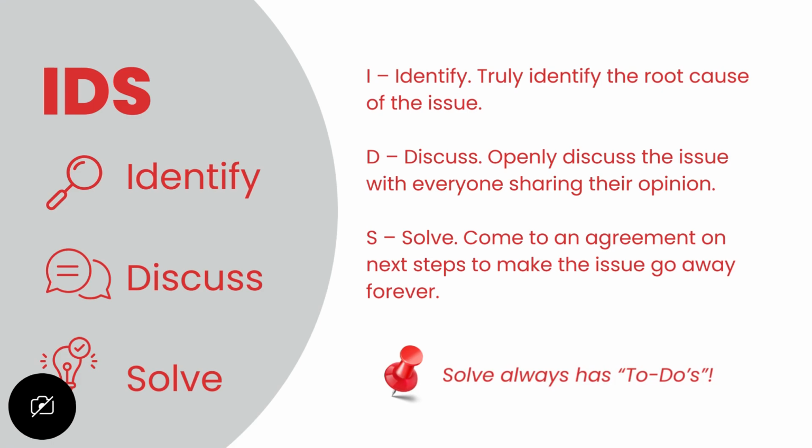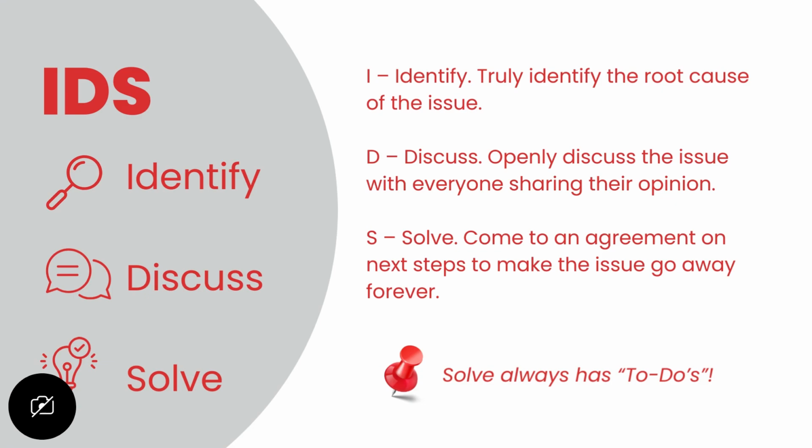So let's go into a little bit about what IDS means. IDS means identify, discuss, and solve. So let's go through the first one, identify. We need to truly identify the root cause of the issue. This might be digging a little bit, but really figuring out what is the issue. Discuss. We need to openly discuss the issue with everyone and share our opinion. This discussion should be an honest and open discussion where everyone is involved. Everyone's opinion must be heard in this discussion portion of the IDS.